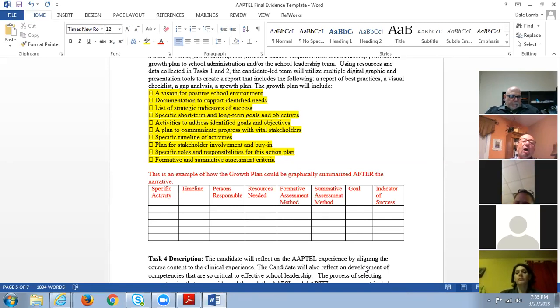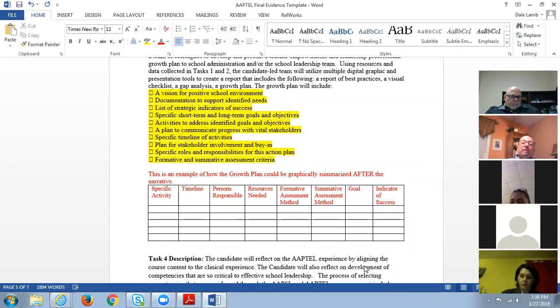Now you see all of the areas in yellow. There are how many of them, Dr. Lamb? 1, 2, 3, 4, 5, 6, 7, 8, 9. There's 10 of them. It starts with A for positive school environment. Guess what? That's going to be your subtopic, and you're going to narratively talk about what you can do. What is the vision for a positive school environment in your school? What can you do? You and your team are going to decide what is the vision for creating or improving the school environment to make it more positive.